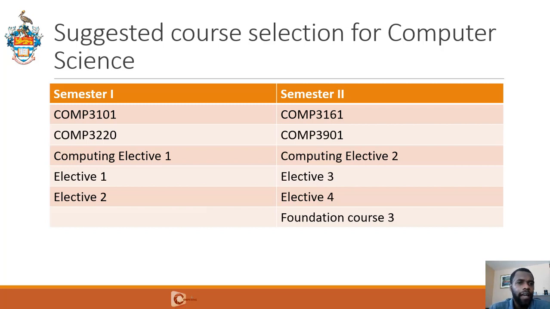So at third year, what courses should you take? In the first semester, I would recommend you take Comp 3101, Comp 3220, one computing elective, and then 2 electives from anywhere else in the university. And these are advanced electives, that is, levels 2 or 3. In the second semester, Comp 3161, Comp 3901, another computing elective, and then you could take 2 more electives from anywhere in the university and a foundation course.